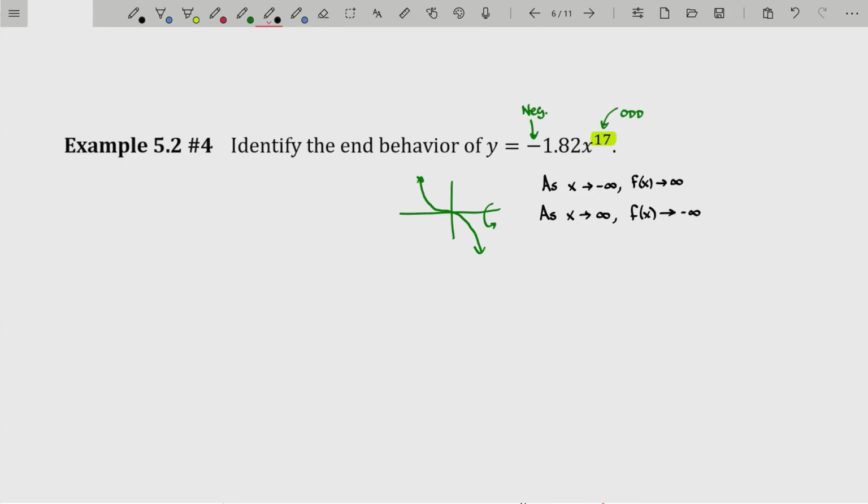Now, as far as power functions, that's all we're dealing with in this video. So the next video will deal with polynomials.